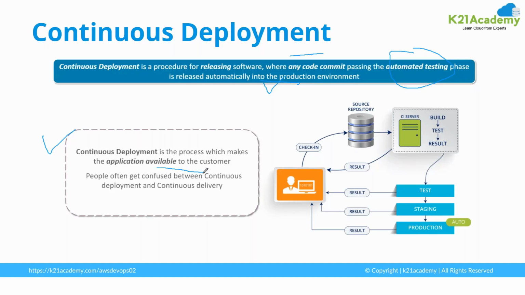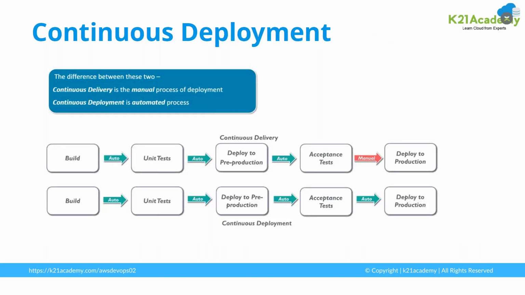And people often get confused between continuous deployment and continuous delivery. So we will see the difference between continuous deployment and continuous delivery. So what is the difference between continuous deployment and continuous delivery basically? The difference between these two is that continuous delivery is a manual process of deployment, right?